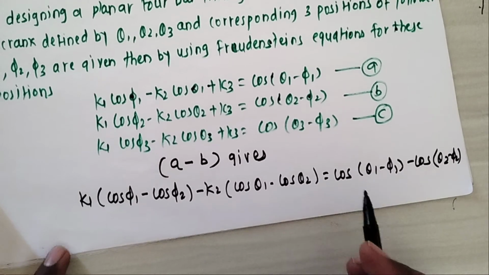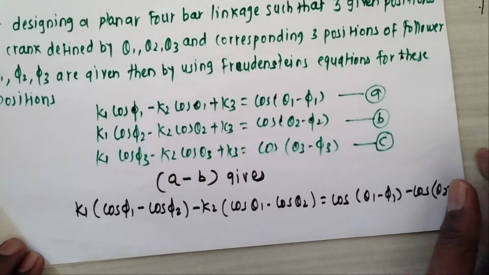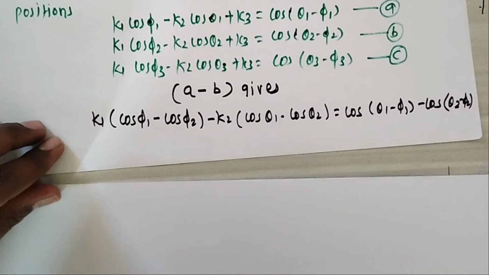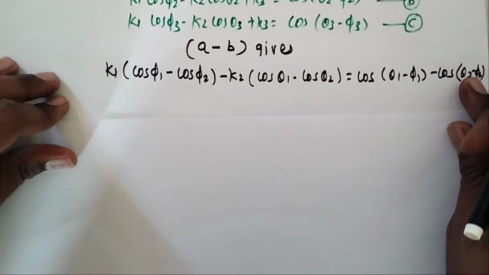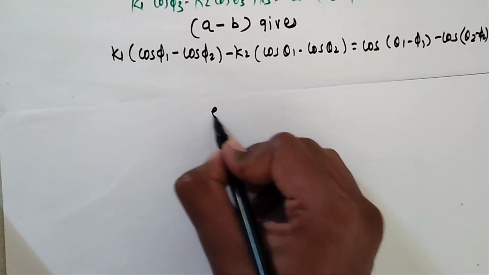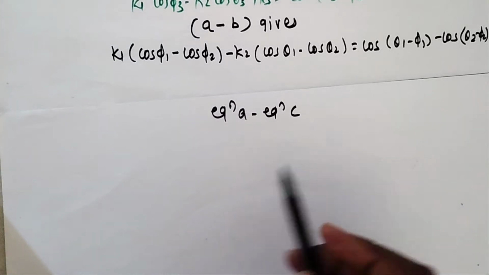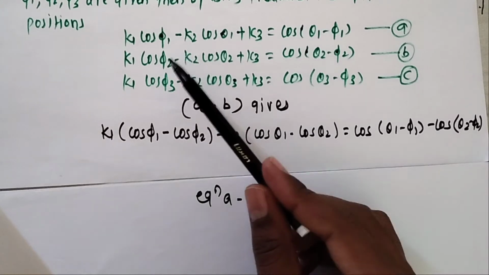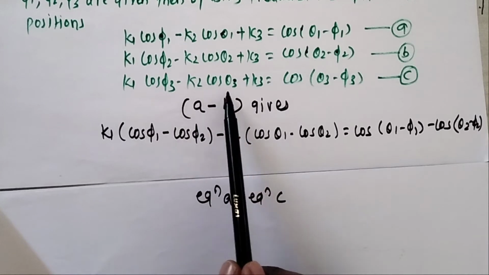Now we will also find out what is A minus C. So first step, equation A minus B, and then next step, after getting A minus B, we can write A minus C, that is equation A minus equation C. So we know these two equations, you can just see this A minus C. So it is K1 cos phi 1 minus this equation, minus K1 cos phi 3, minus K2 cos theta 3 plus K3 and so on.